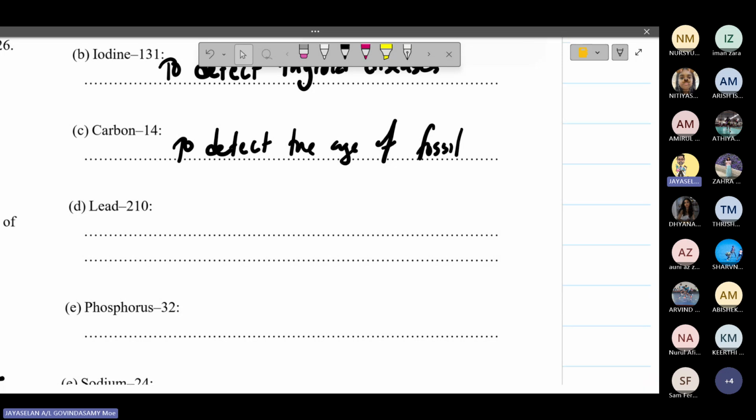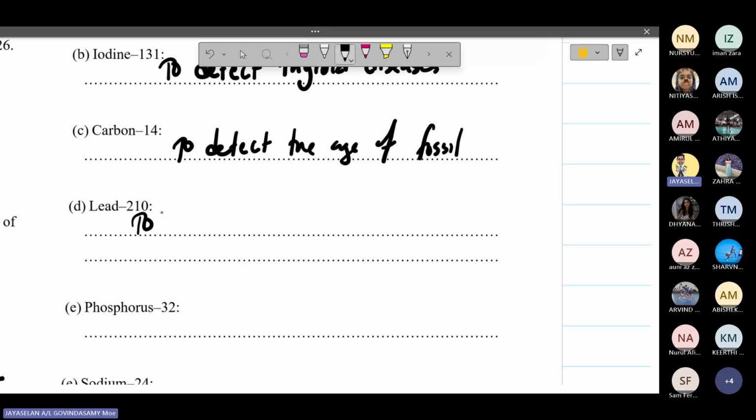Okay, lead 210. Amirul, what is the answer? Zara, what is the answer? Detect sewer leakage. No. What leakage? Sewer leakage. Okay. Zara, what is the answer? Sam, power lah you. Determine age of sand, soil, earth layers up to 80 years. 80 years. Yeah, very good.